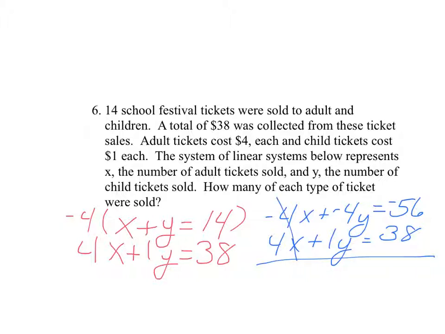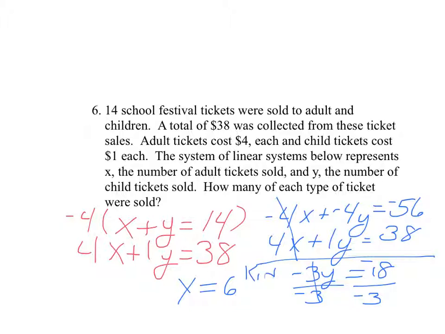My x's are going to go ahead and cancel out. I get -3y equaling -18. Divide by -3. And y is 6. So there were 6 kids' tickets ordered. But it asked me to know how many of each type. So I know what y is. I need to find x.